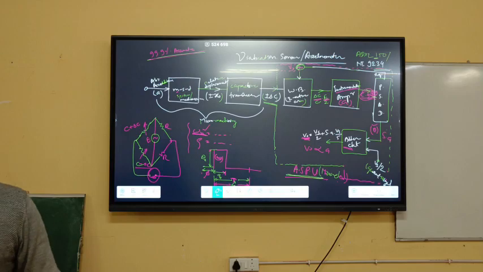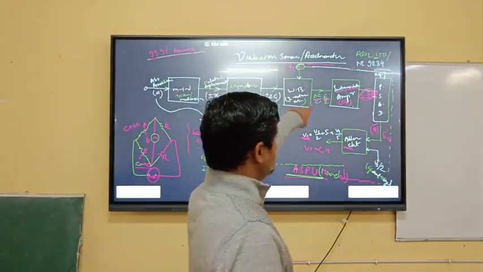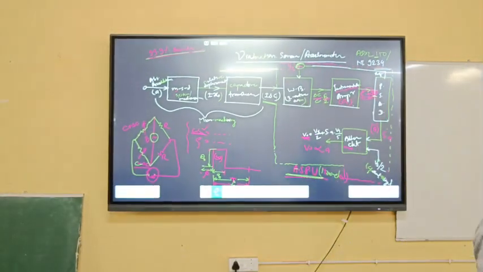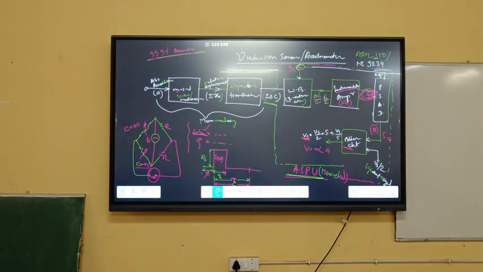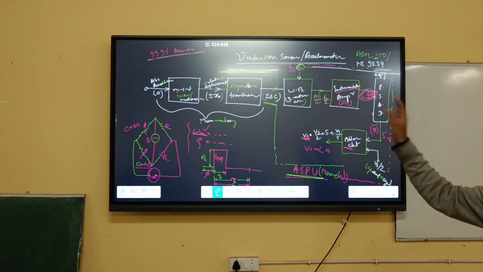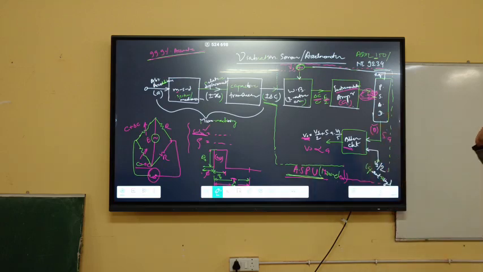Common means it doesn't matter, that means everywhere you will keep an instrumentation amplifier. Everywhere you will use a Wheatstone bridge. Okay? May or may not, but most of the time, 99% of the time, you will use a Wheatstone bridge at the initial stage because of its own advantage. But instrumentation amplifier, not necessary. It can be any other commercial amplifier. Yes or no?